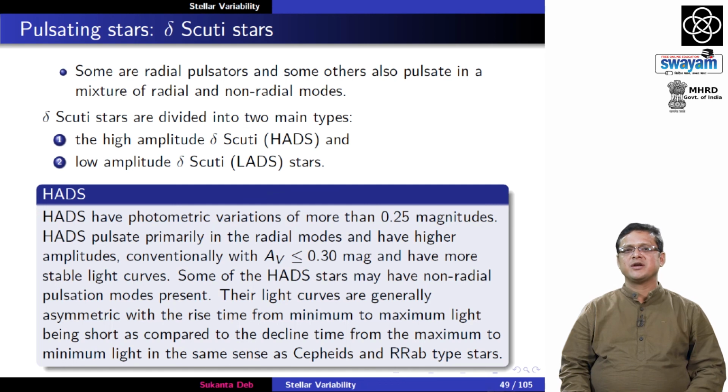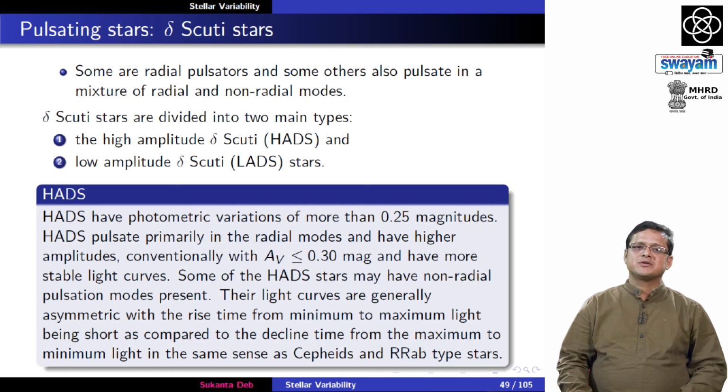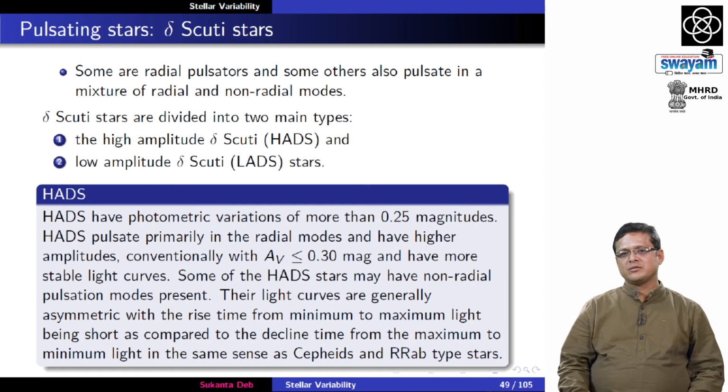Delta Scuti stars are divided into two main types, the high amplitude delta Scutis, HADS, and the low amplitude delta Scutis, namely LADS stars. High amplitude delta Scuti stars have photometric variation of more than 0.25 magnitudes. They pulsate primarily in the radial modes and have higher amplitudes, conventionally with a V-band amplitude greater than 0.30 mag, and have more stable light curves. Some of the high amplitude delta Scuti stars may have non-radial pulsation modes present.